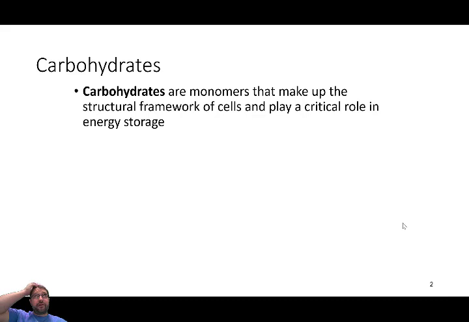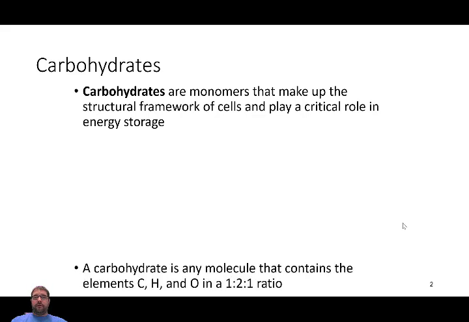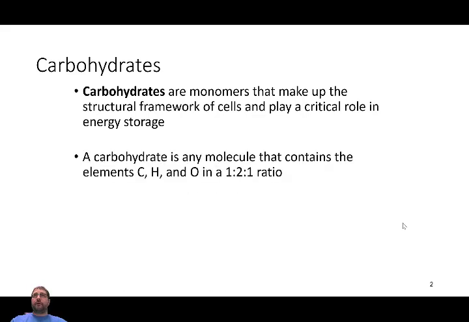Okay, so carbohydrates are monomers that, again, can either be utilized as an energy source or utilized as kind of framework or structural support. And we'll look at both of these as we progress. Carbohydrates are molecules that contain carbon, hydrogen, and oxygen in the ratio of 1 to 2 to 1.